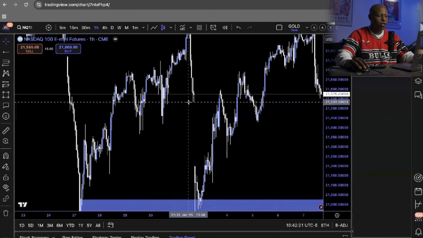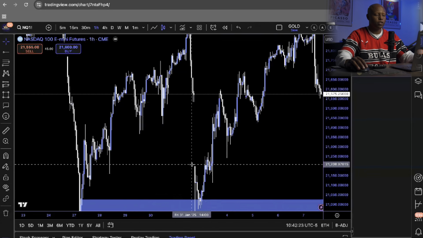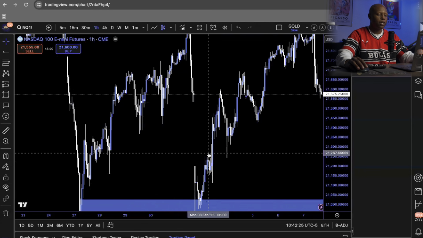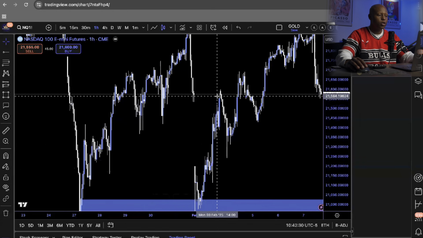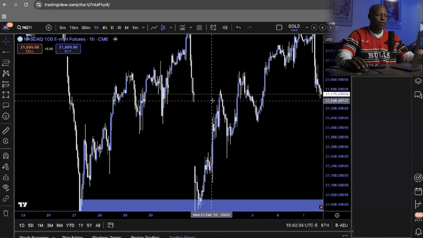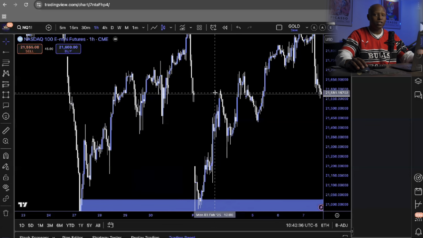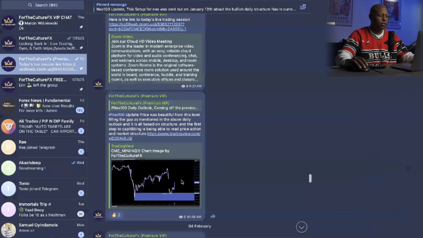We can't see the structure here. Normally we would want to see a smaller time frame change of character. We can use this as our high key. Price pushed up, corrected back down, and from that level there, pushed all the way up through to fill that gap. That was the first wave that we sent Monday. Let's go to the second one.